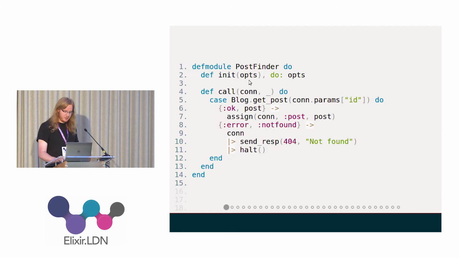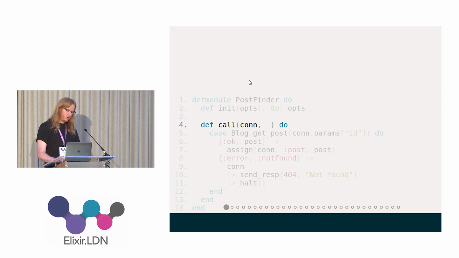Here's a slightly more advanced example. So it's called PostFinder, and the idea is maybe we've got a controller somewhere in Phoenix, and you've got your show, your update, and your delete, for example, that all require this resource to be available. So we'd pop this plug in at the top of the controller to call for all the actions that need it. And again, init and call, and let's assume there's a blog module somewhere that has a get_post function.